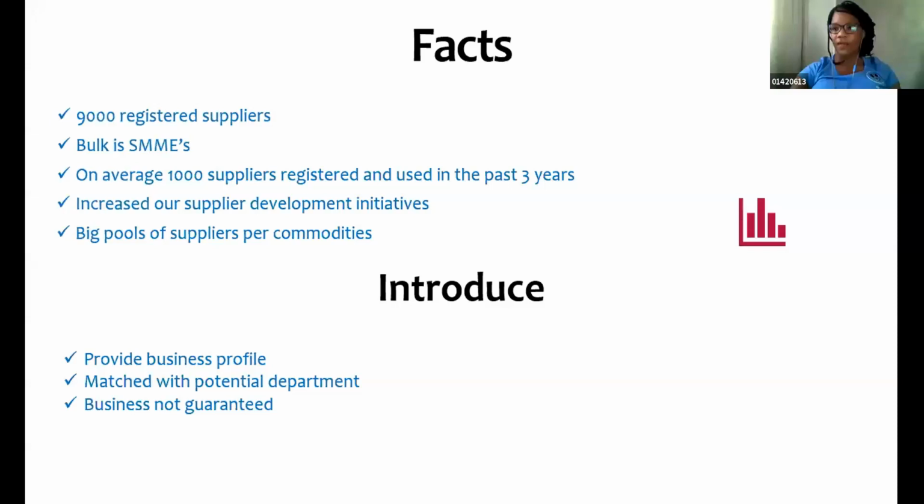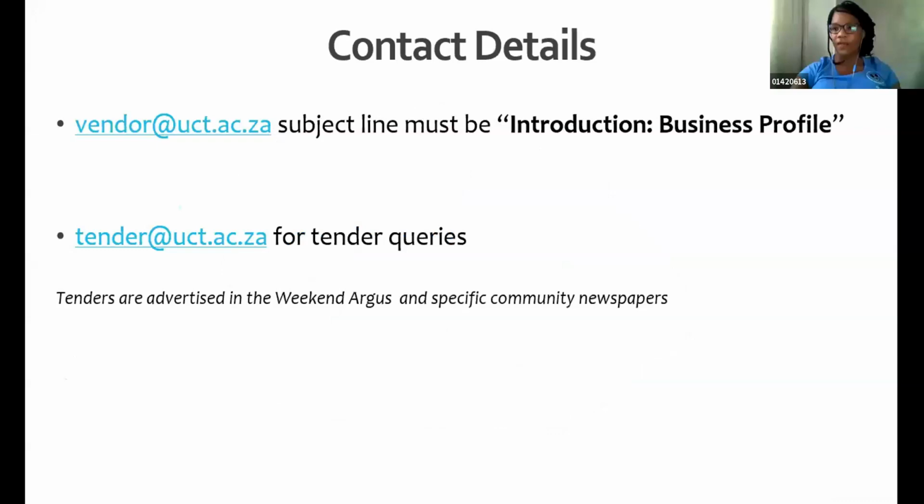And then, contact details. How do you send us your profile? You need to send us your profile to vendor@uct.ac.za. Ensure that in your subject line you say "introduction business profile" so that we can put those aside, so that when we do our processing weekly or monthly, we can match you to the departments or faculties that may need your services. Then at least you can find your profile easily and send it off, and put it aside so that they can find it as well.